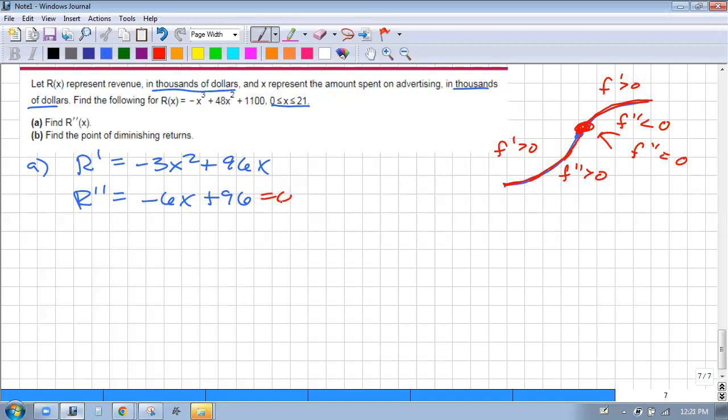So we just set this equal to 0 and solve for x. So x is 96 over 6. That's your point of diminishing returns. Y'all remember that? Kind of? The math is easy: second derivative set equal to 0. Again, the business stuff you have to remember is new vocabulary. And this is going to be in thousands.